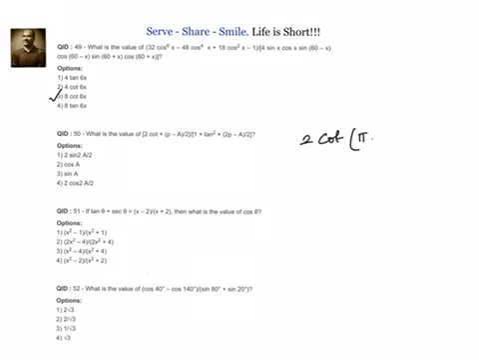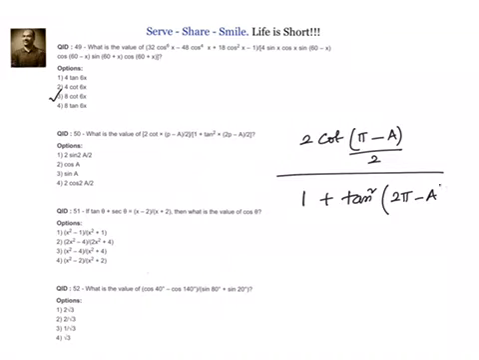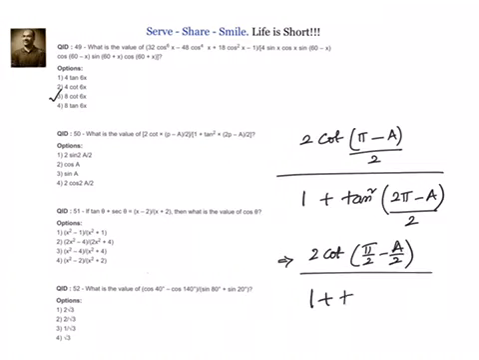(π − a)/2 divided by 1 + tan^2 of (2π − a)/2. Let us simplify this. We will have 2 cot(π/2 − a/2) divided by 1 + tan^2((π − a)/2). Let's go to the next step.